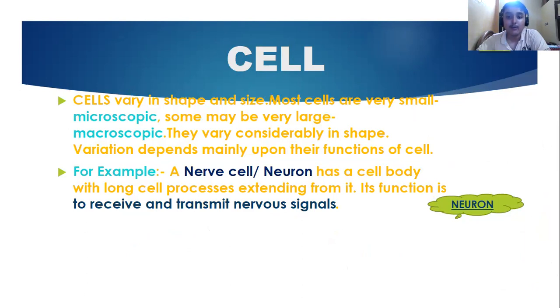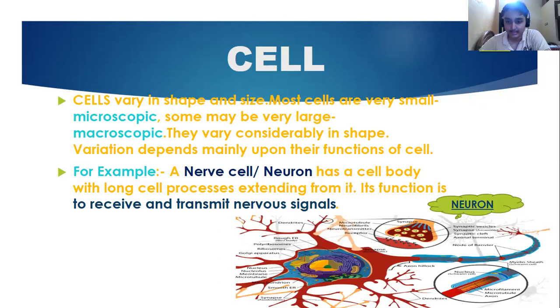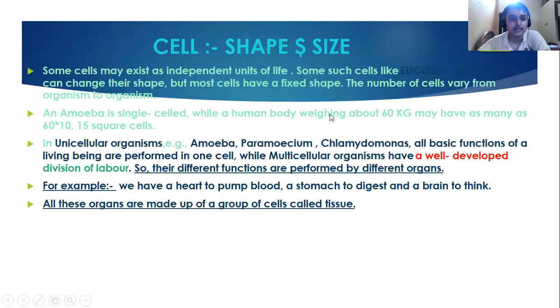Already I have discussed. For example, a neuron has a cell body with a long cell process extending from it. Its function is to receive and transmit nervous signals or nerve impulses. See the diagram of this. That's why it's long. Now move to cell shape and size. Cells may exist as independent units of life like bacteria and some microbes. Some cells like Euglena and amoeba can change their shape, but most cells have a fixed shape. The number of cells varies from organism to organism.